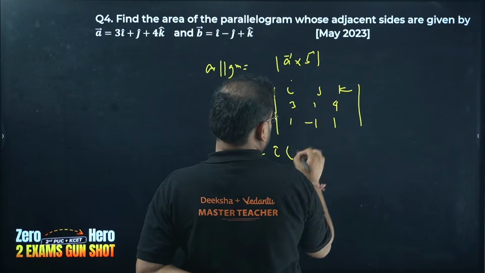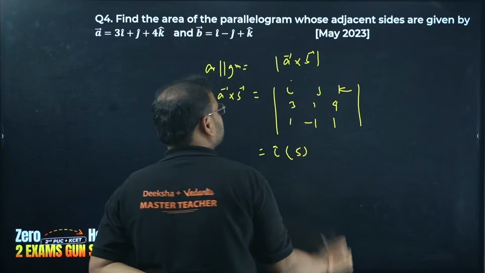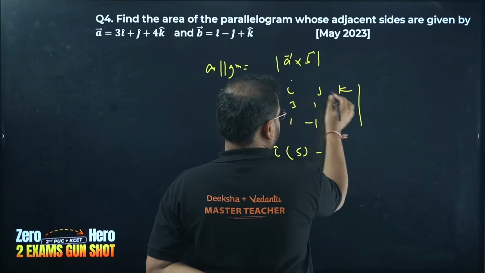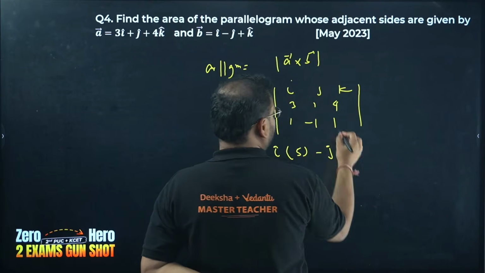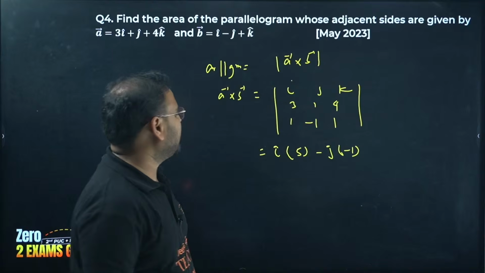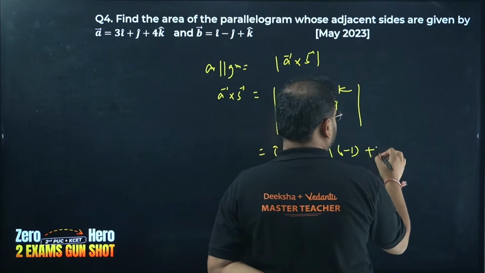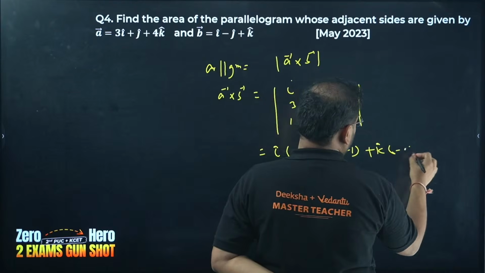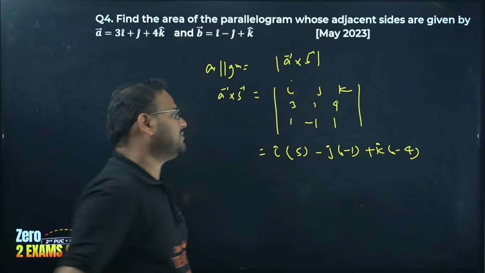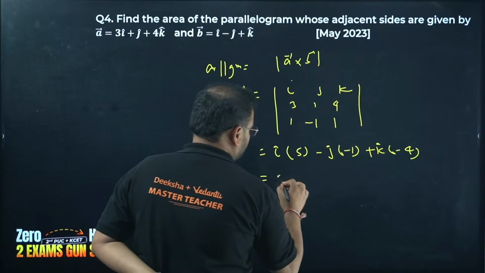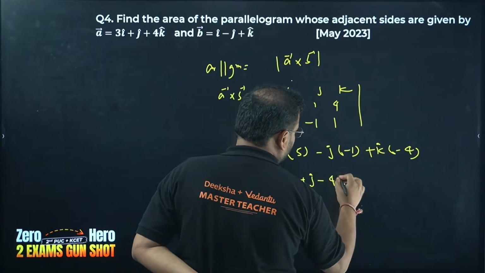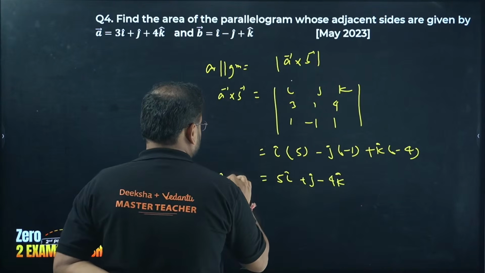You get here 1 plus 4 is 5. With minus j, what do we get? 3 minus 4 is minus 1, right? And with plus k, what do we get? Minus 3 and minus 1, so minus 4, correct? So 5i cap plus j cap minus 4k cap is A cross B.